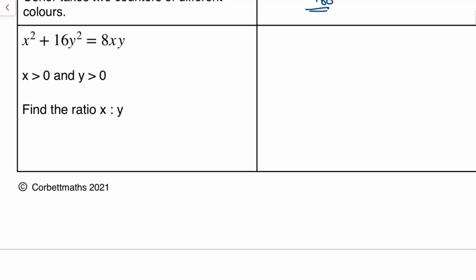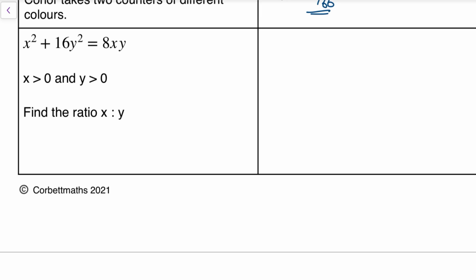Final question of today. It's been a difficult start to the day, hasn't it? There's a nice little mix of questions today. What do we have? x squared plus 16y squared equals 8xy. x is greater than 0, y is greater than 0. Find the ratio x to y.